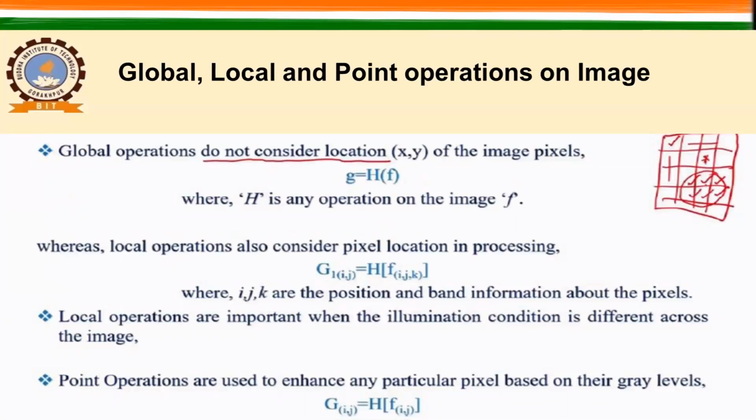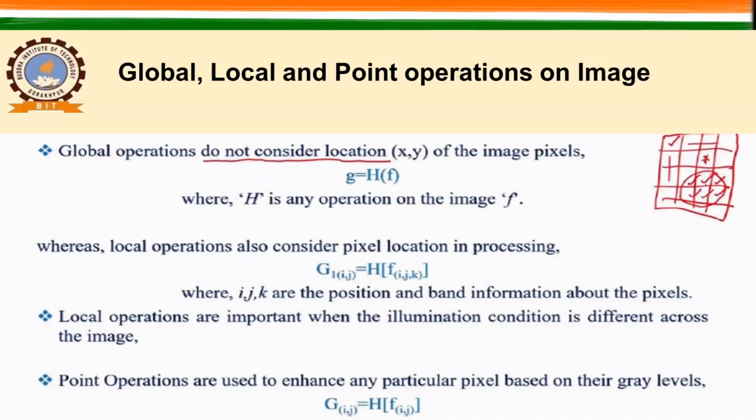So an operation can be global, local, or a point operation. If it is uniform, then it is global. If you want to enhance a particular portion of the image, then that will be local. But if you want to perform any enhancement for a particular pixel, then that will be point, right? So that is the definition of global, local, and point operation. And here you have freedom to apply different logic.